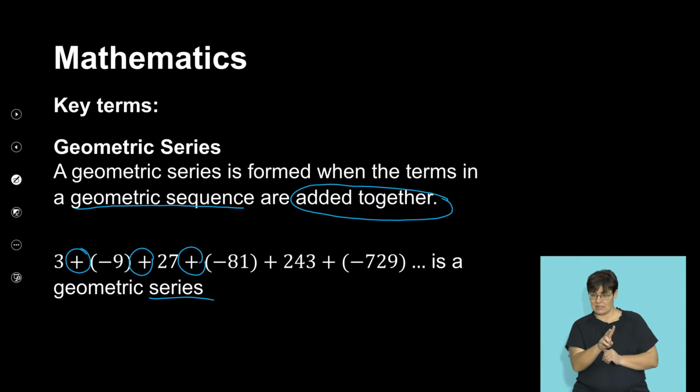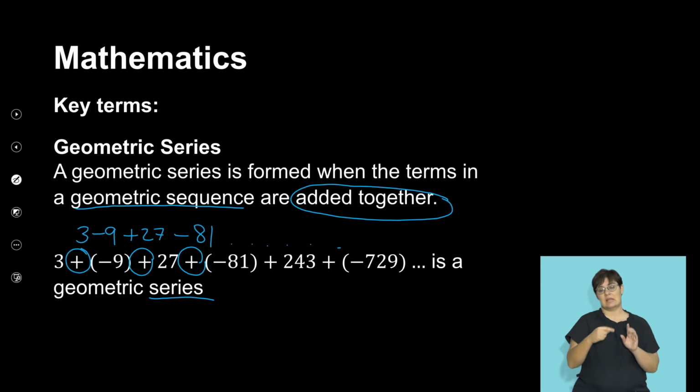But please note it could actually be written as 3 minus 9 plus 27 minus 81. So a series may also just have negative signs in between, because those values are still being added together. Because when I add a negative value, it still is negative. Great, let's look at the next slide.